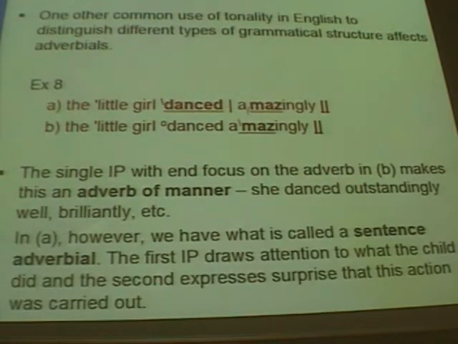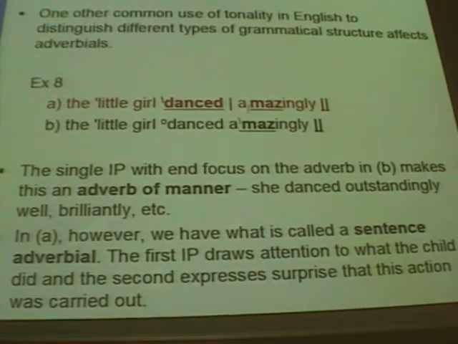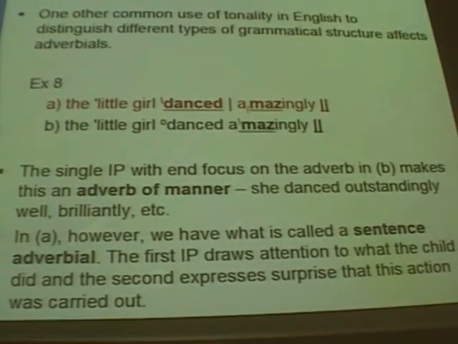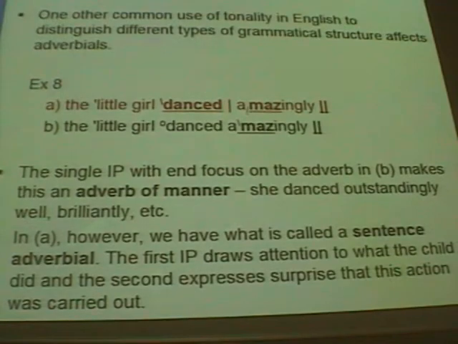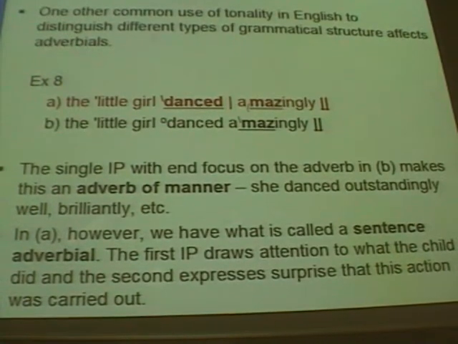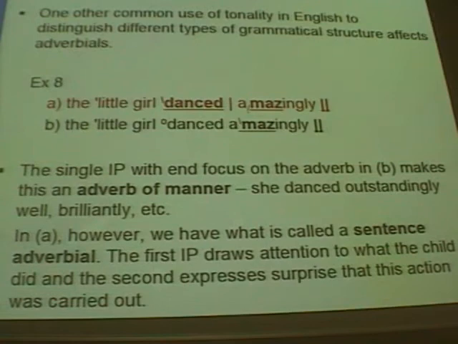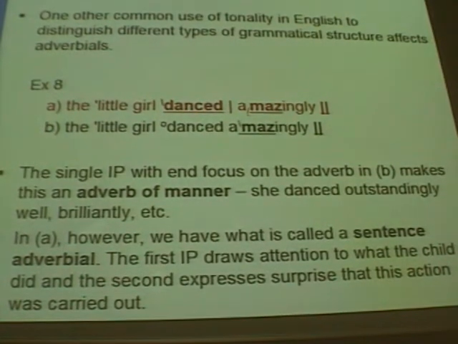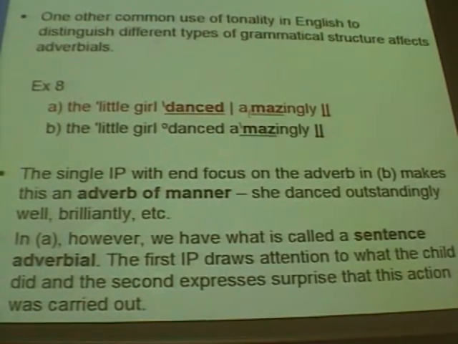But in the first one, we have what's called a sentence adverbial. And what that's doing is expressing some additional bit of information, maybe an afterthought. The little girl danced, amazingly. We were very surprised. We thought she was going to refuse. We thought she was going to sit there and say, I won't dance. But she did dance, and we were all surprised.